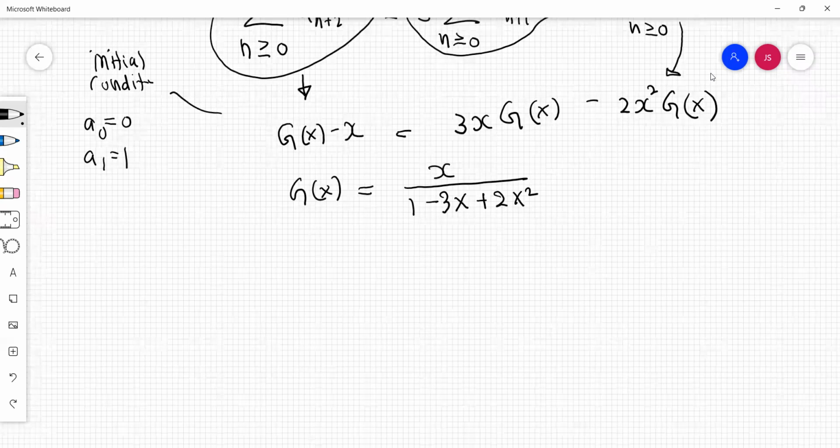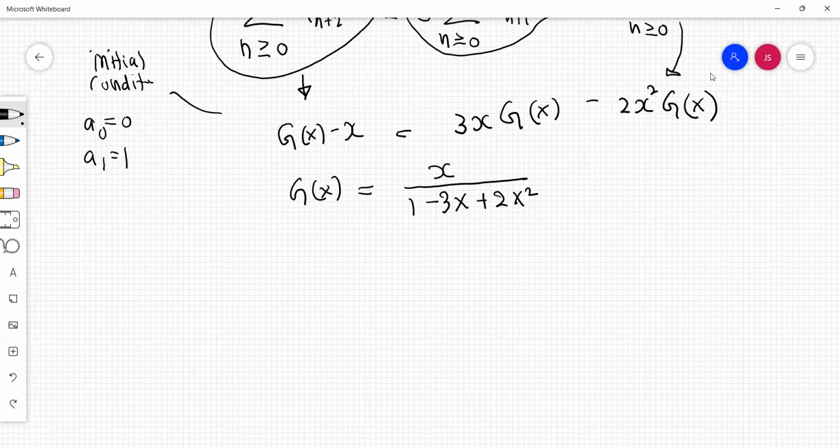Now the problem is how to find the Taylor expansion or Maclaurin expansion. Of course, you may know the Taylor expansion theorem, but again, it's a very tedious task to find the expansion from that theorem. The easiest way is using the fundamental generating function. How do we convert it to those fundamental ones?